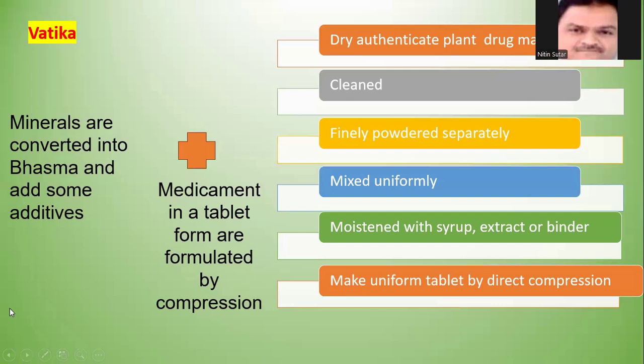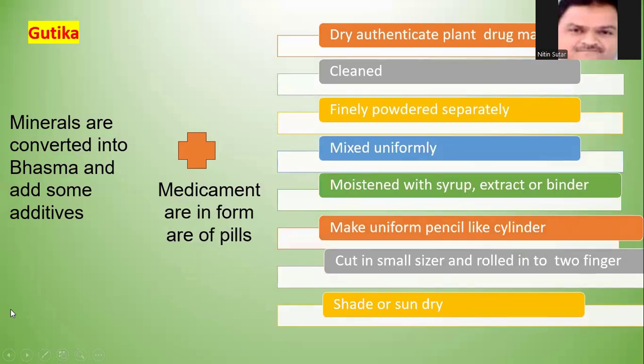Okay, now the second one is the Gutika. The process is the same. The minerals have to be converted into the bhasma form, then those ingredients or some medicinal agents are added. Again here also you authenticate the drug material, then clean, then finely powder. After cleaning, dry that drug, finely powder it, pass through a sieve number, then weigh. After weighing, mix up and moisten with syrup, extract or binder, and make a uniform pencil-like structure.